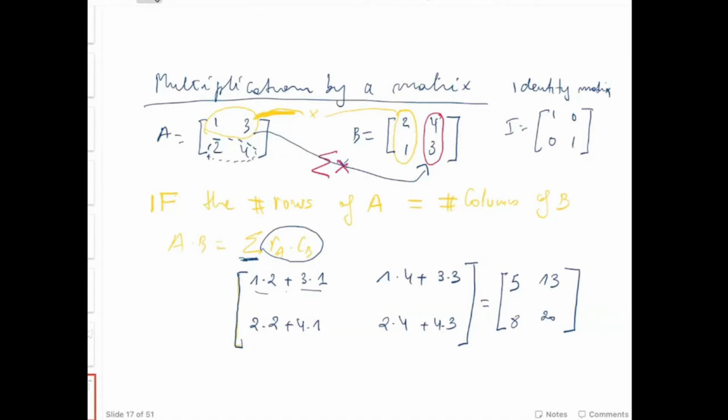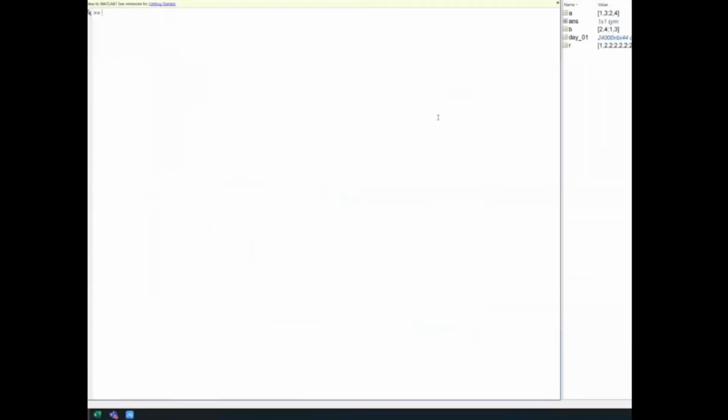I will just show you quickly how we can do this one in MATLAB. So what we have here, I've already done my matrix A and my matrix B. If you want to find the transpose of A, say A prime, then you get 1, 2, 4, and to do A times B, which should give us a matrix 5, 13, 8, 20.